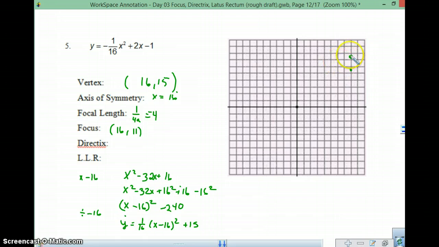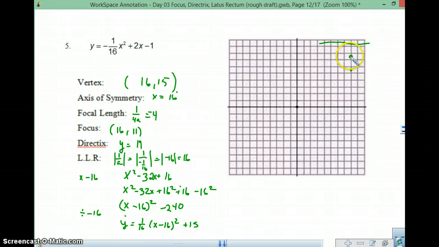The directrix is going to be up 4. 1, 2, 3, 4. Here's the directrix. Hopefully you can make a better line than I can. Okay, this is going to be y equals 15 plus 4 is 19. The length of the latus rectum, absolute value of 1 over a. That's the absolute value of 1 over -1/16, which is the same thing as the absolute value of -16, which is the same thing as 16.